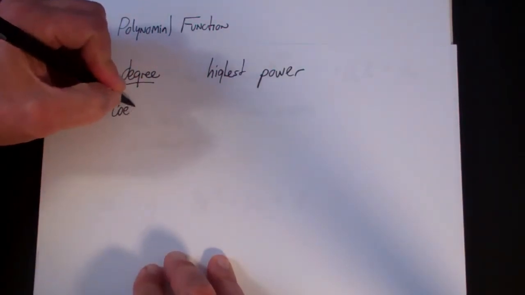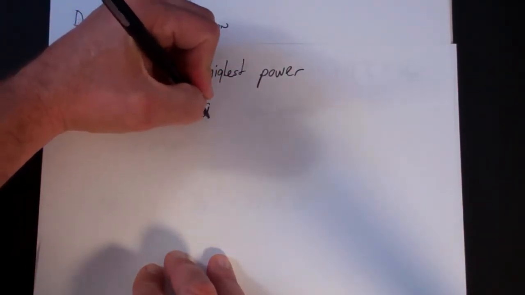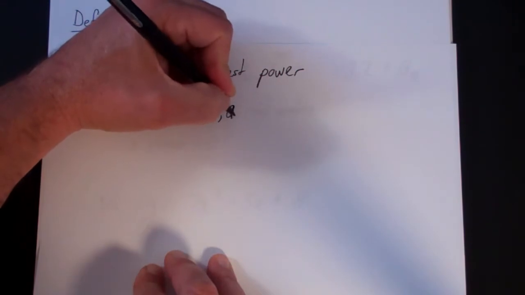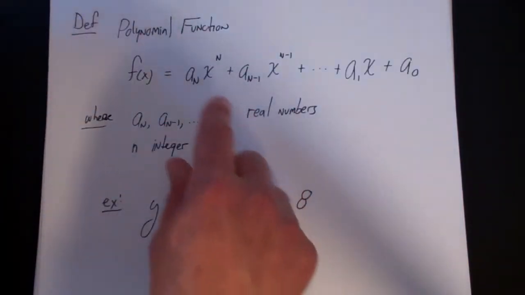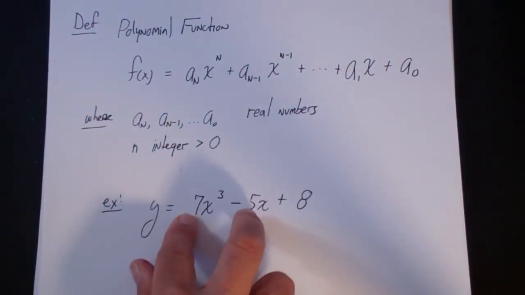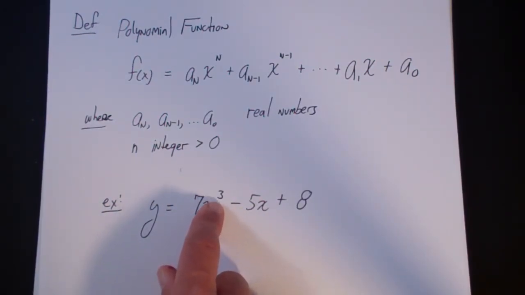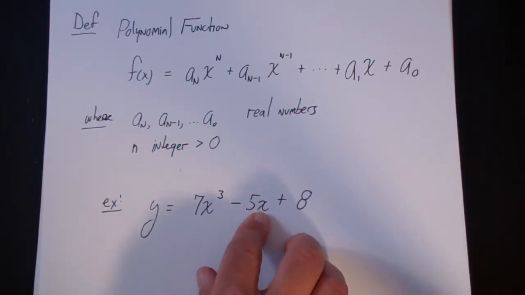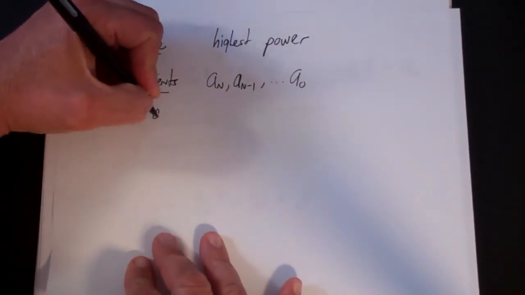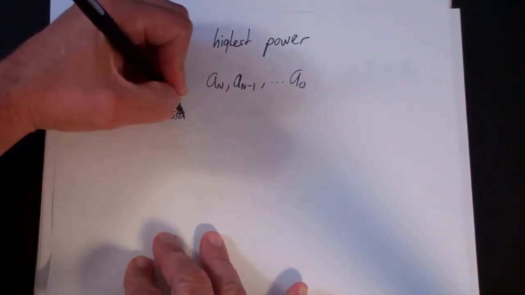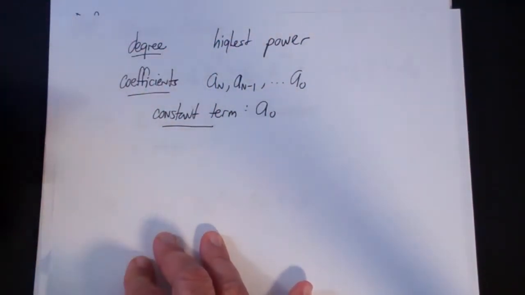Then we have things called coefficients. The coefficients are simply a sub n, a sub n minus 1, all the way to a sub 0. You might say a sub 1, these numbers here. So here the coefficients are 7, minus 5, and 8. 7 is the coefficient for the x cubed term. Minus 5 is the coefficient for the x term. 8 is called the constant term. Sometimes you'll see books single out a sub 0 and call that the constant term.